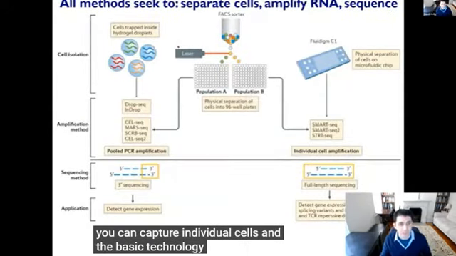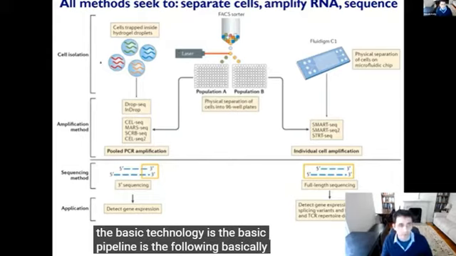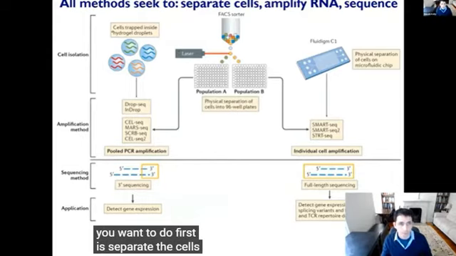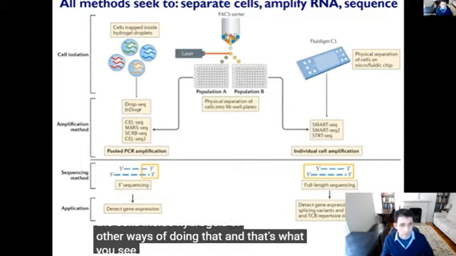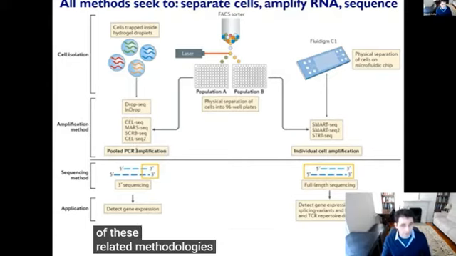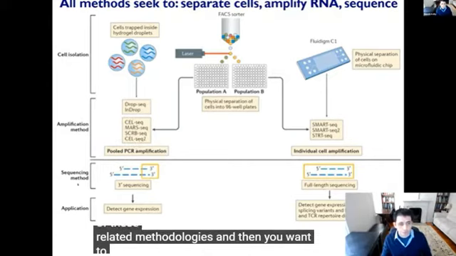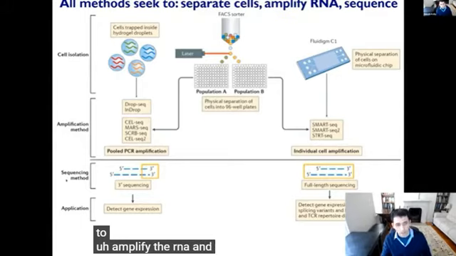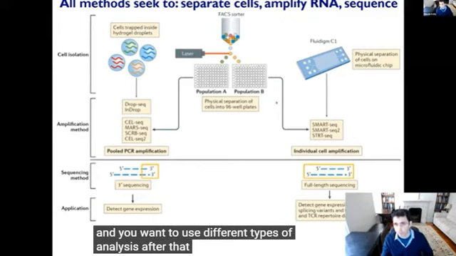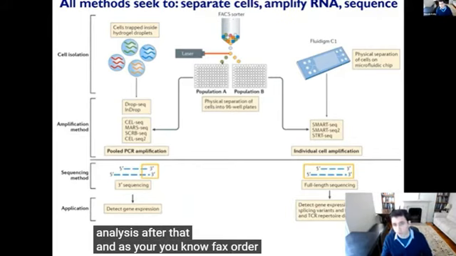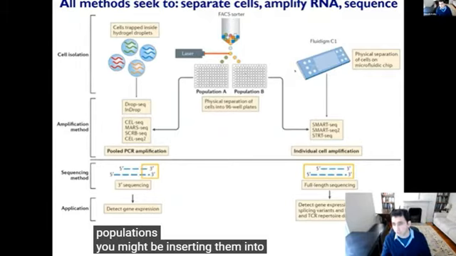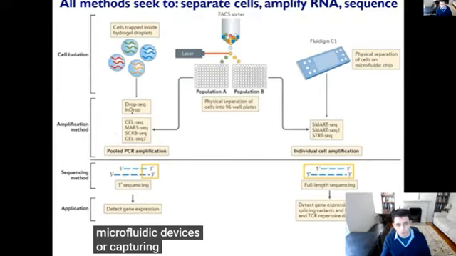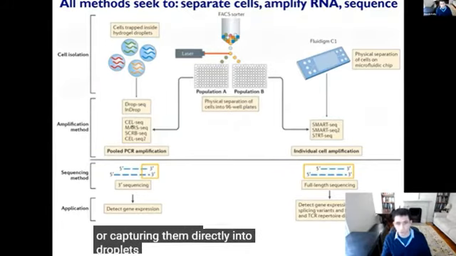And the basic pipeline is the following. Basically what you want to do first is separate the cells. So basically trap the cells inside hydrogels or other ways of doing that. And that's what you see in DropSeq and a lot of these related methodologies. And then you want to amplify the RNA, and you want to sequence, and you want to use different types of analysis after that. And as your fact sorter, for example, might be selecting different populations, you might be inserting them into microfluidic devices or capturing them directly into droplets.